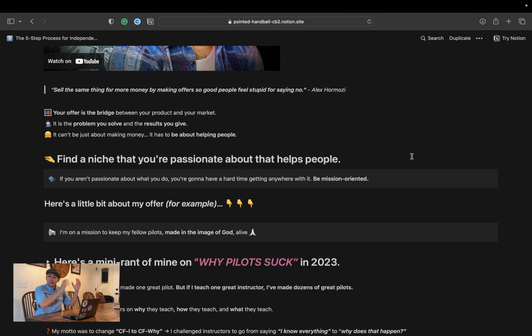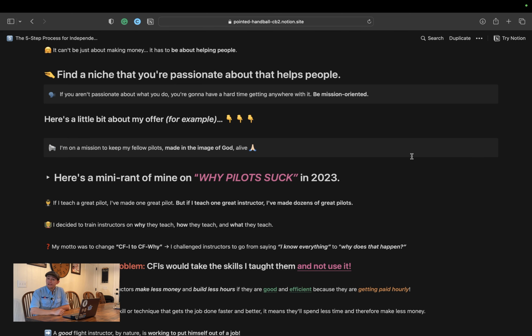The bridge between the results that you give and the people that you give them to is your offer. It's how you get these people this stuff. That is your offer. You've got to have an offer that you're passionate about. You've got to work with a niche. The tighter the niche, the more opportunity and the money to be made. And if you're not passionate about it, it's going to be very hard to be mission oriented.